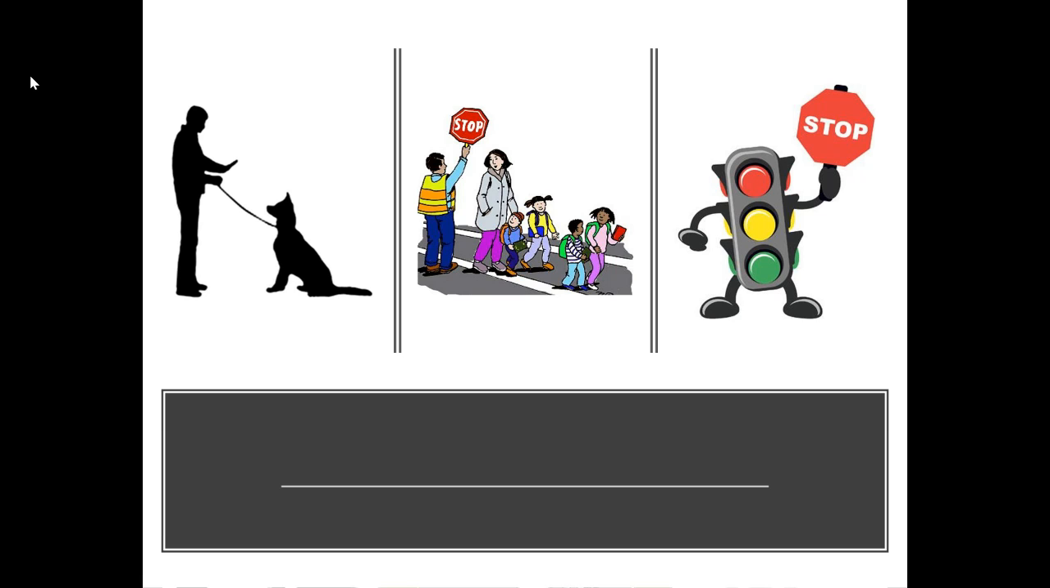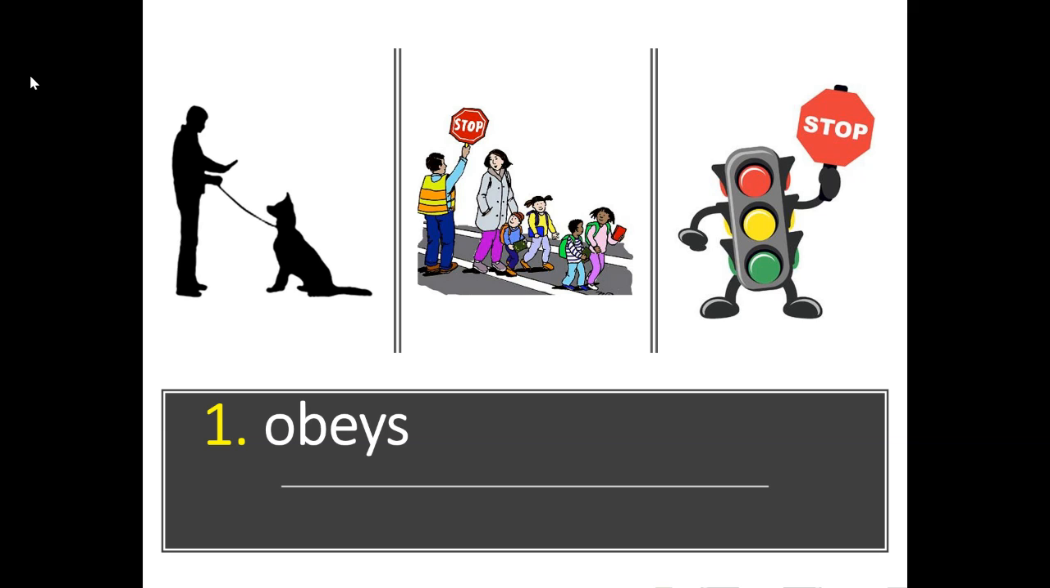Well, in the first picture, I notice a man is telling their dog to stop, and the dog is obeying them. In the second picture, I notice a crossing guard and people crossing the street. In the third picture, I notice a traffic signal holding a stop sign and telling someone to stop. So, how are these pictures the same or similar? They all show obeys. So for number one, you need to write obeys.